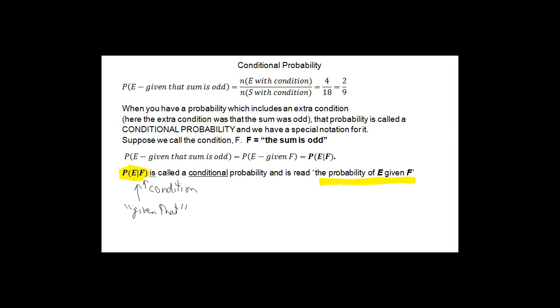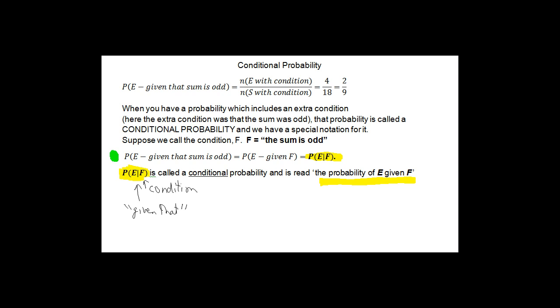And we have a special notation for it. Remember that originally I introduced this modified way of writing a probability where I had the condition. I'm going to formalize that now and change it. Now I'm going to say that this is the new notation for that. This is the way I'll write it.